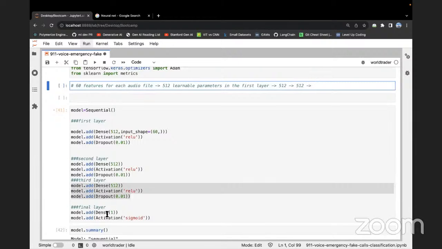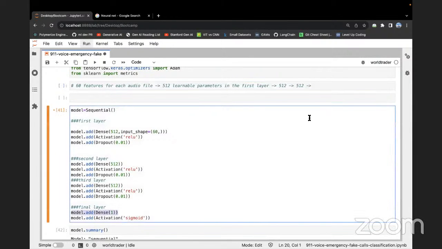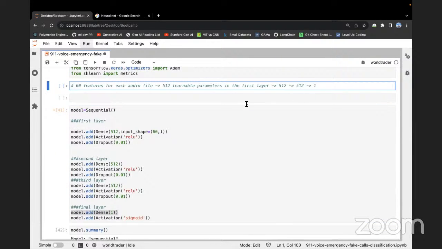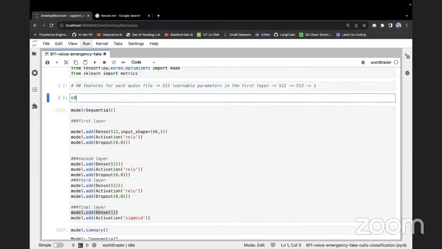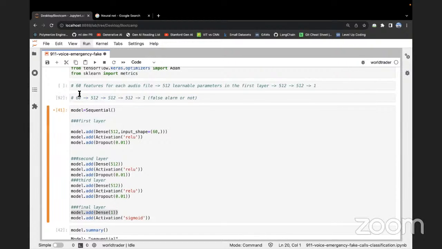And after that, I have a single neuron. That means information will first increase from 60 to 512. There will be an expansion of information. Then there will be feature extraction, learning, tuning, understanding the model, adjusting things. Then it will be compressed back into a single value, which will predict false alarm or not. Is that clear? All of you? Yes, no?